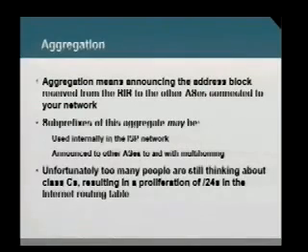Aggregation. Aggregation means announcing the address block that you've received from the registry, or indeed from your upstream ISP, to the other autonomous systems connected to your network. Because the registries give you an address block. They don't give you 32 Class Cs.